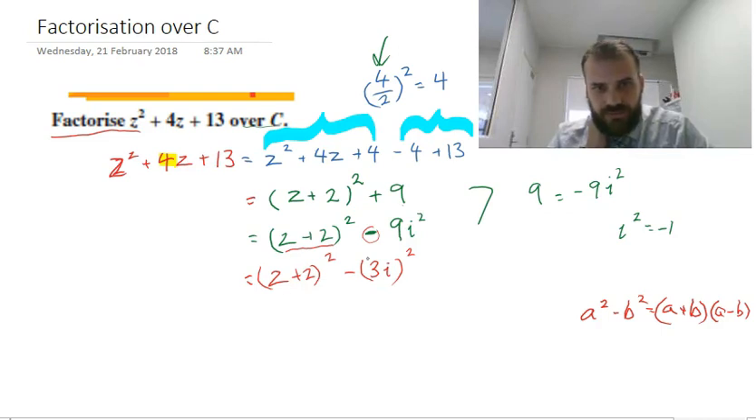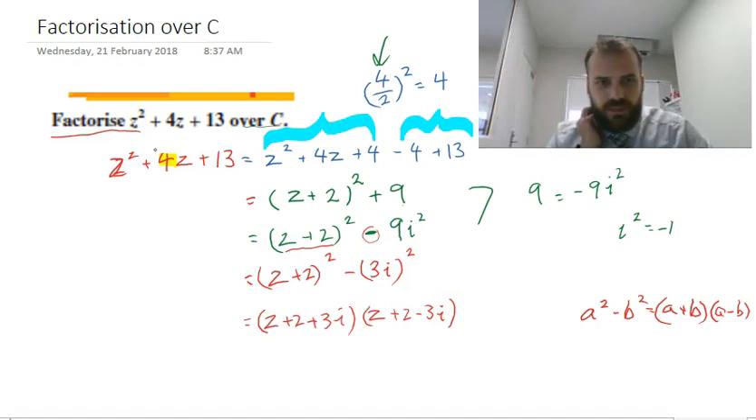All right, so now, difference of 2 squares. That's going to be z plus 2 plus 3i times z plus 2 minus 3i. And so now we have a fully factorized z squared plus 4z plus 13 over C, which means over the complex numbers. We've got 2 complex answers, z plus 2 plus 3i and z plus 2 minus 3i. A few little skills in there. Give it a crack.